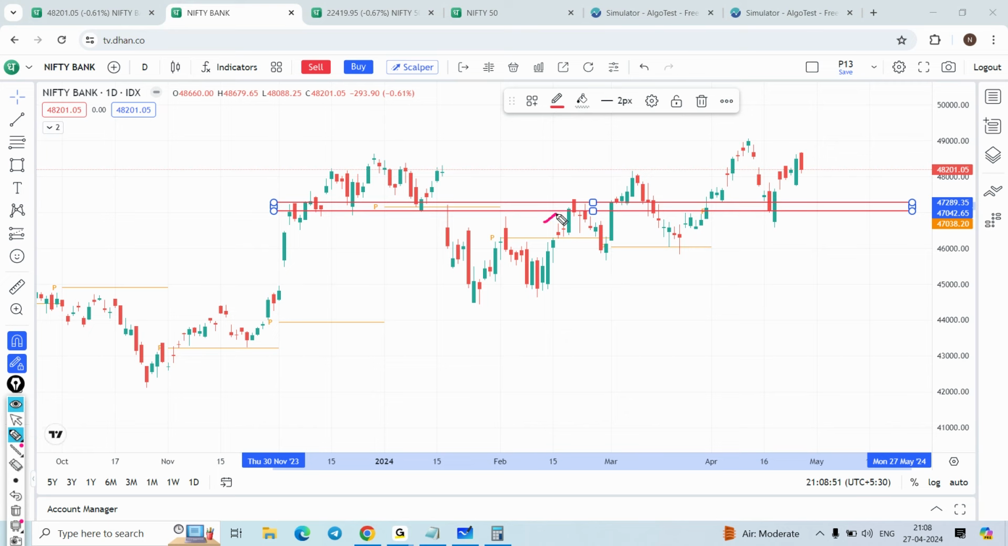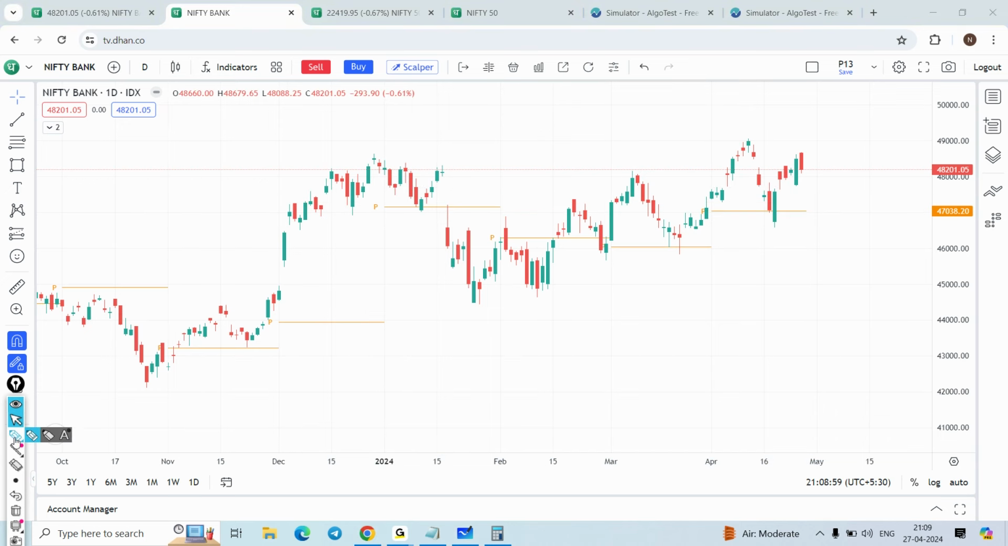Can you see this 20th of February? Is this a good bullish candle close? Yes or no? I'll remove this for a minute. Now tell me, is this a good bullish candle close or not? Yes or no? I want answers.